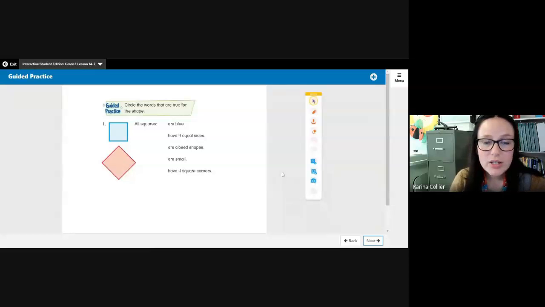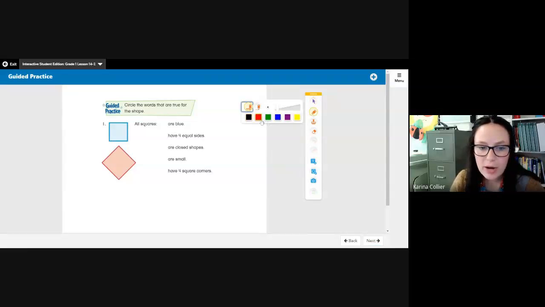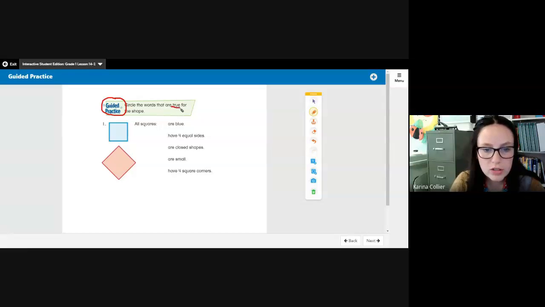So now we're going to do this part of our workbook together. It's on the same page and it says guided practice. So make sure you are on guided practice. So it wants us to circle the words that are true for the shape. So we have 2 squares down here. So it wants us to circle the words that make these 2 squares.